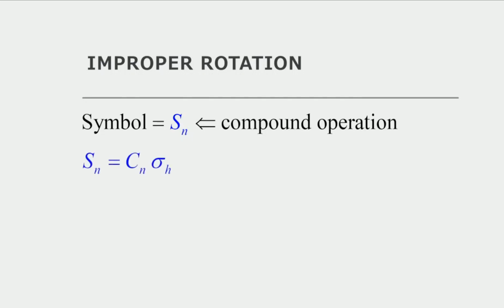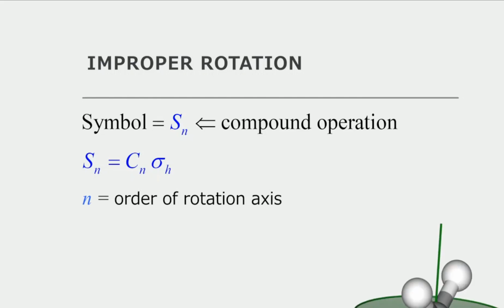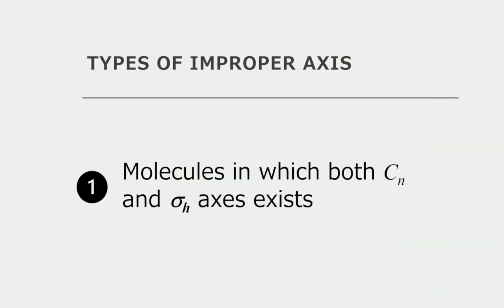And these 2 operations are: first the proper rotation, which is followed by a reflection in a plane perpendicular to the rotation. Now the molecules possessing an improper axis of symmetry are generally classified into 2 types. The first category belongs to molecules that possess both Cn axis and sigma H operations. In such molecules, Cn and sigma H operations exist independently. Now we can take one example for explaining this category.